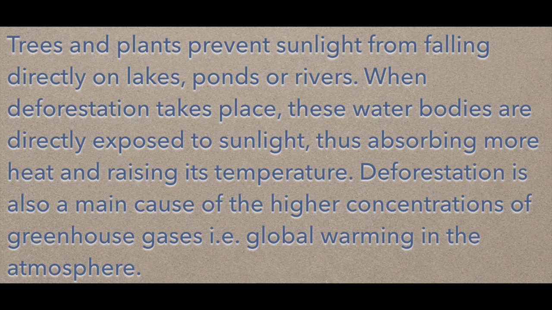Trees and plants prevent sunlight from falling directly on lakes, ponds, or rivers. When deforestation takes place, these water bodies are directly exposed to sunlight, thus absorbing more heat and raising their temperature. Deforestation is also a main cause of the higher concentrations of greenhouse gases.